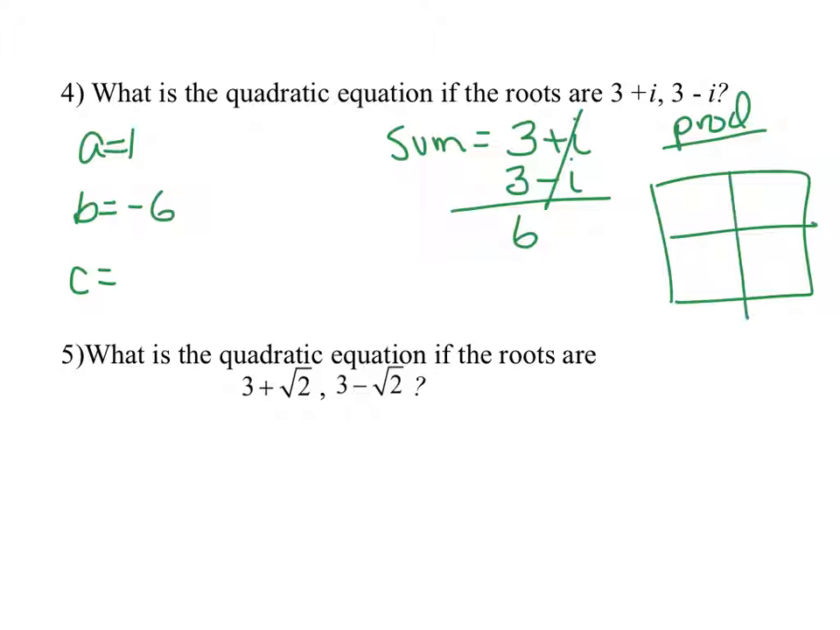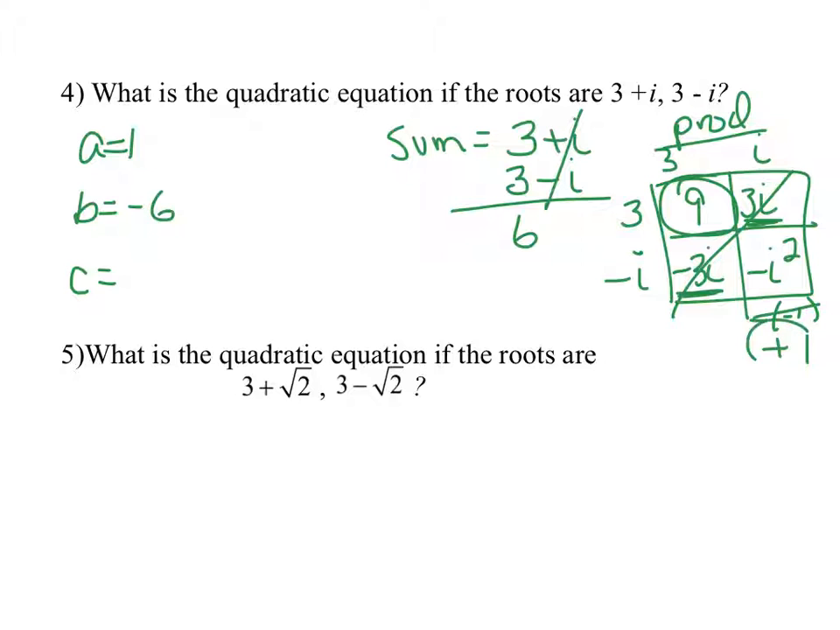So here we go. These are conjugates of each other. So hopefully you realize what happens when we do conjugates. With conjugates, this term cancels out. This is positive 3, this is negative 3, so they cancel out. But remember, i squared is negative 1, so this is like negative of a negative 1. So this is plus 1. So we have to add 9 and 1 together, and we get 10. So that's our quadratic equation: x squared minus 6x plus 10 equals 0.